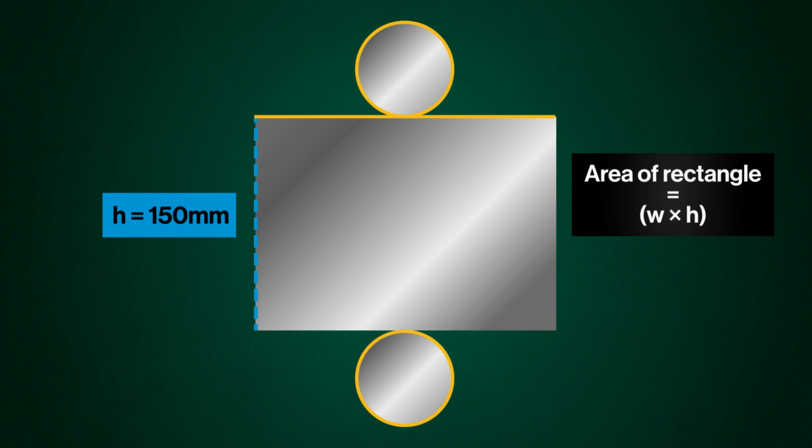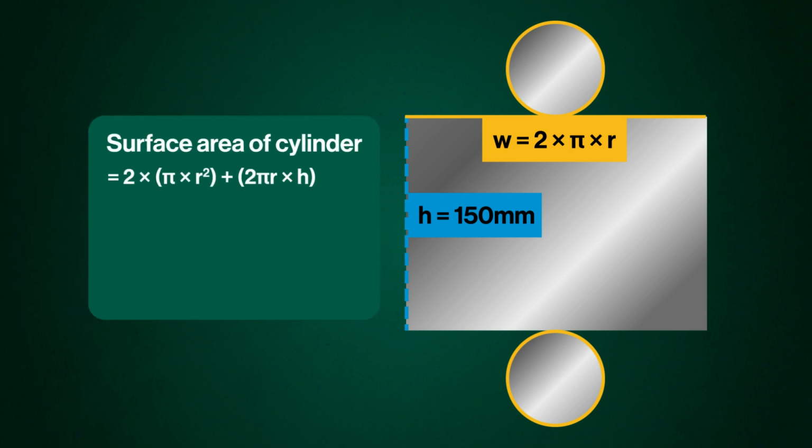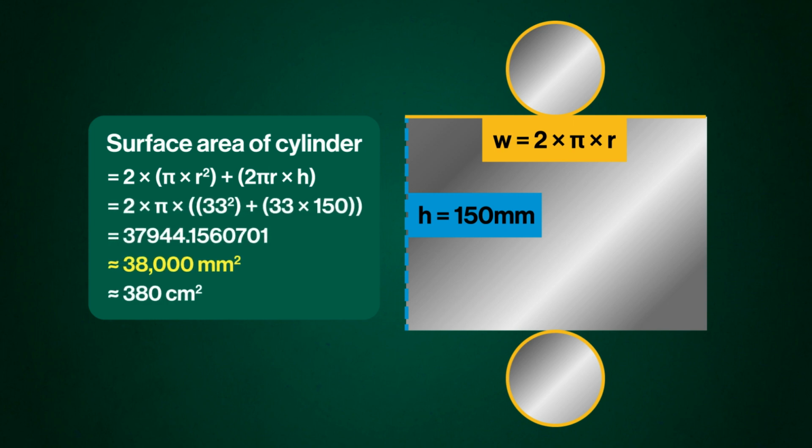That means its width is the same as the circumference of each circle, which in a previous episode we found to be 2 times pi times the radius. So the circumference of our circle is the width of this flattened out rectangle. And that's all we need to work out the area of the curved bit of our cylinder. Plugging this all into the rectangle area formula, we see that its area is 2 pi r times the height of the cylinder. Now all we have to do is add this area to the area of our two circles, and we have ourselves a formula for the surface area of a cylinder. Plugging in the numbers here, we see that each can needs about 38,000 millimeters squared of aluminum.